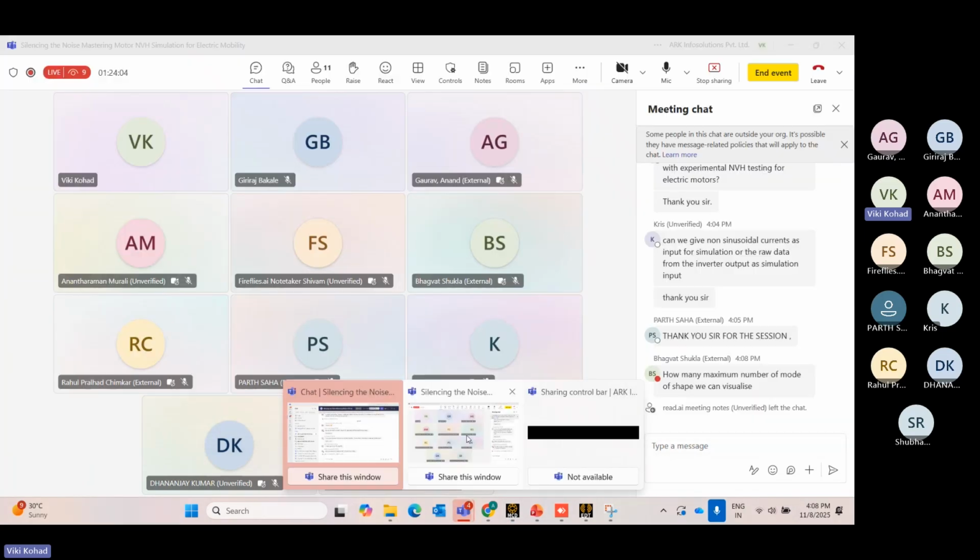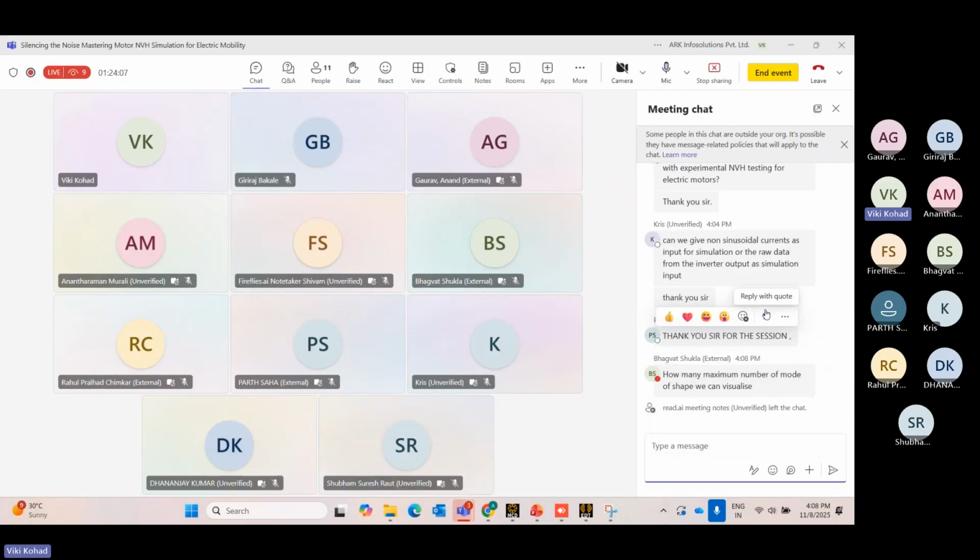Now please feel free to ask whatever questions you have. Is there a maximum number of mode shapes we can visualize? Here in the motor, around 24 is there, in my opinion. More than 18 is there.